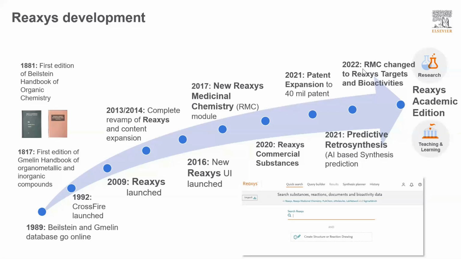Actually, this is 2 years ago. It's changed from RMC to Reaxys Targets and Bioactivities. We think this is a better name, and it also got some new features. And as I said, all of it is now included in your subscription in Slovakia, in participating institutions, and this is called Reaxys Academic Edition. You have access to all the modules, and if there are any new modules, you will also automatically have access to them, because you have Reaxys Academic Edition.